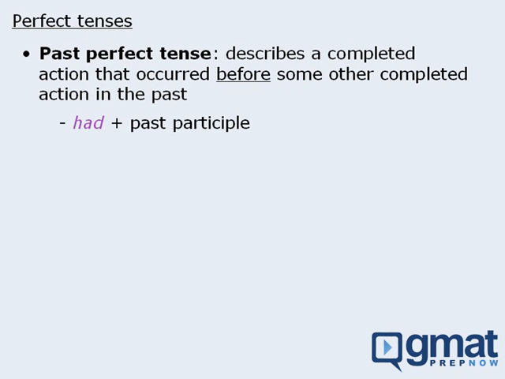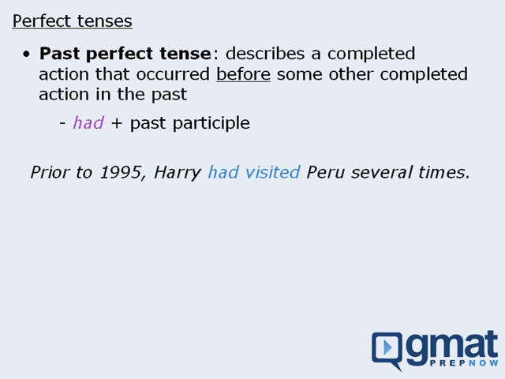To begin, there are occasions in which we can use the past perfect tense without including another past action. Consider this example. Prior to 1995, Harry had visited Peru several times. Here we have two actions that occurred in the past. The only difference here is that one of those actions is implied. The year 1995 isn't really an action, but it is something that occurred in the past. Since the visiting occurred before 1995, we use the past perfect tense had visited to indicate this.